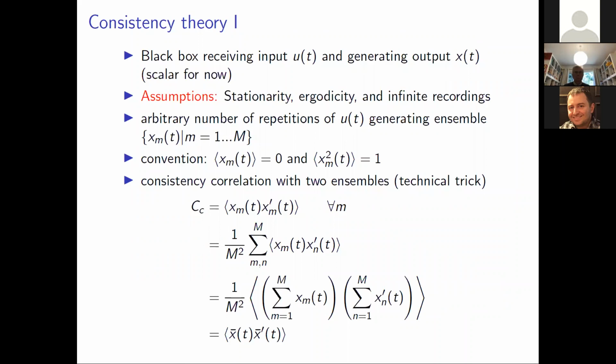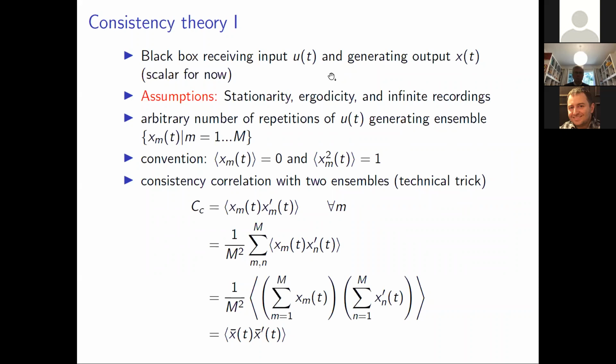So consider just a black box. It doesn't need to be a dynamical system, it could also be something that takes into account intrinsic noise or measurement noise. You just have a black box receiving an input signal u of t and generating an output signal x of t. For now, let's think they're scalar.